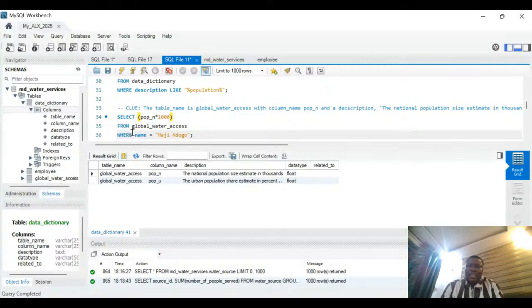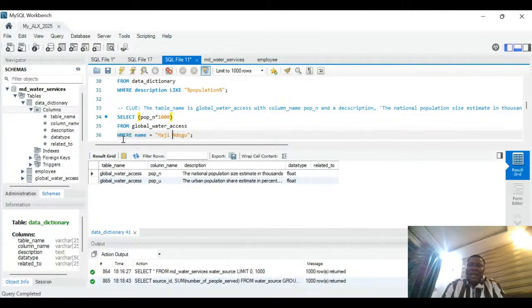Where are we going to select it from? From the global water access table. And then what is the condition for the selection? Are we looking for all the national population, or we are looking for a specific one?